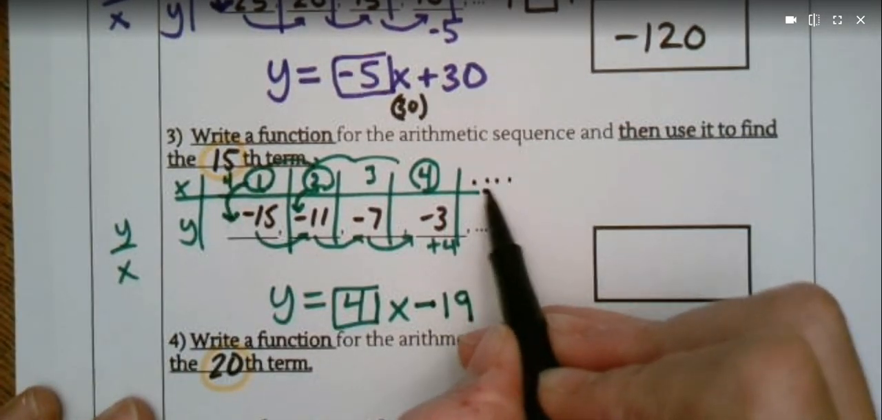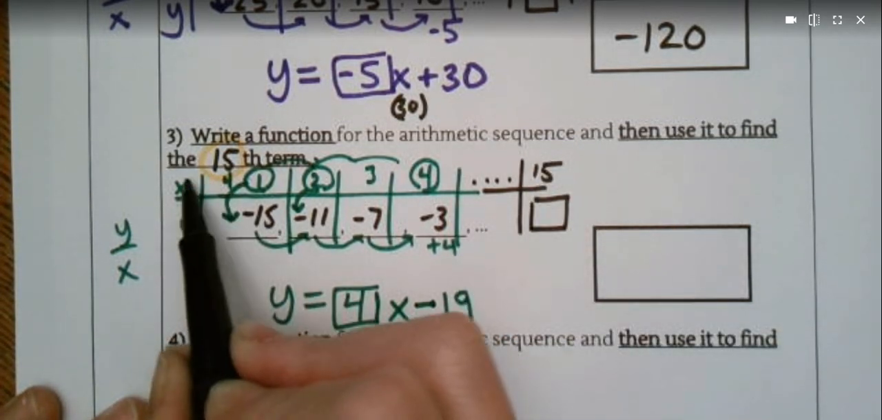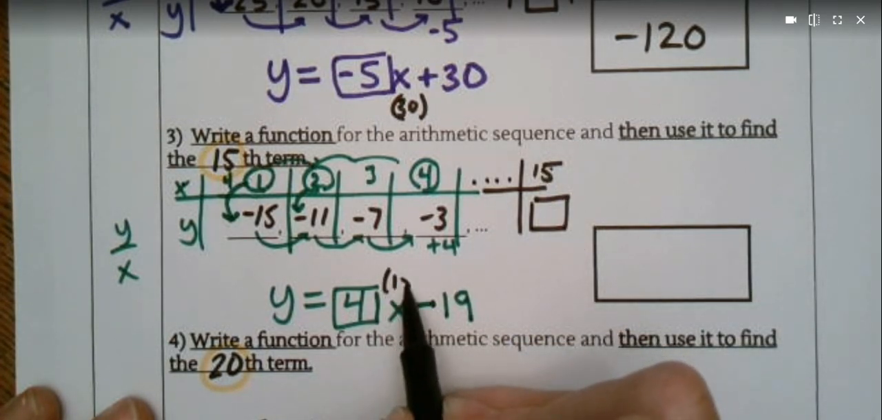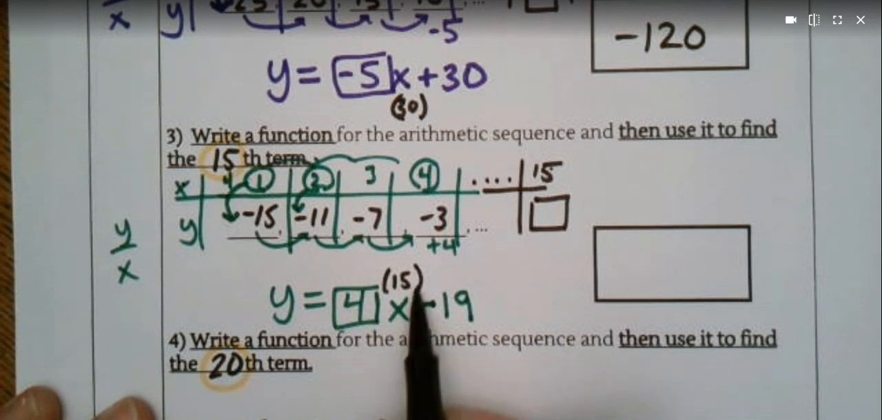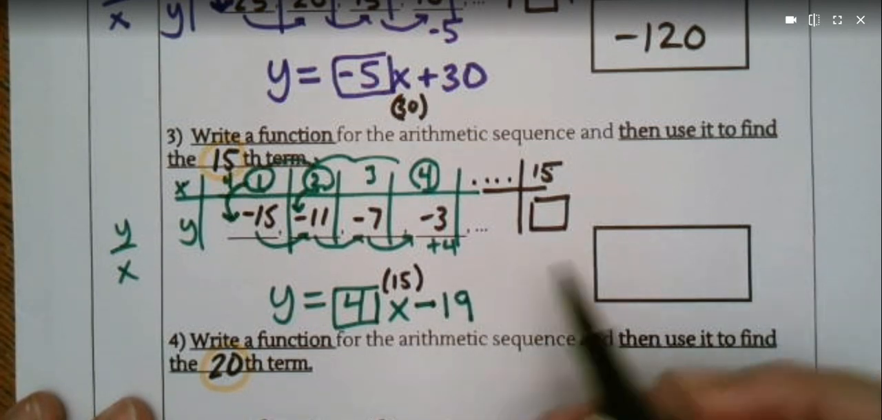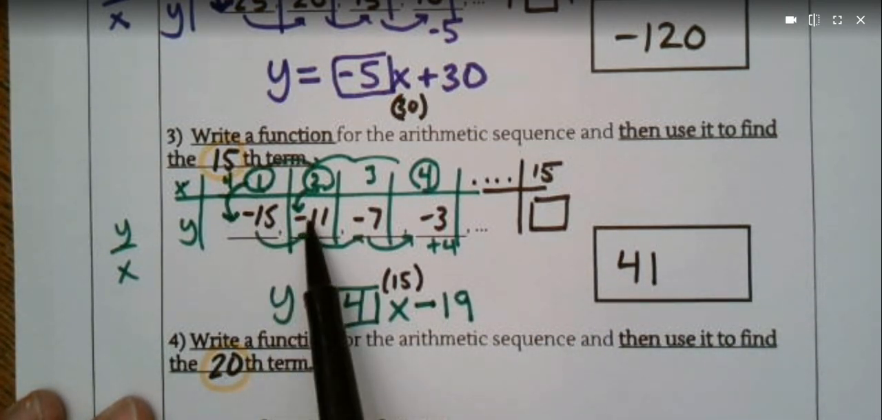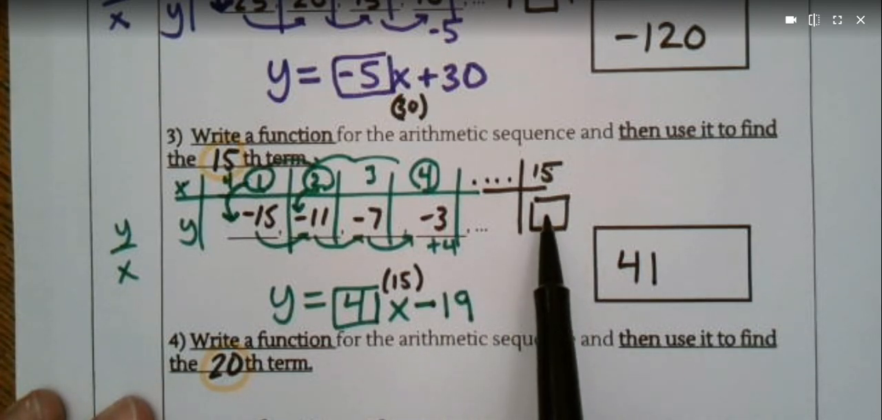So if I continued this out and I'm wondering what the 15th term is in the sequence, x would be 15. So I'm going to plug 15 right in here for x. So y equals 4 times 15, subtract 19. You just use your calculator for that, okay? And you're going to get 41. Well, imagine if this pattern continued. It's getting bigger, bigger, bigger. If I kept writing it, I'm going to eventually get to 41 after the 15th term.